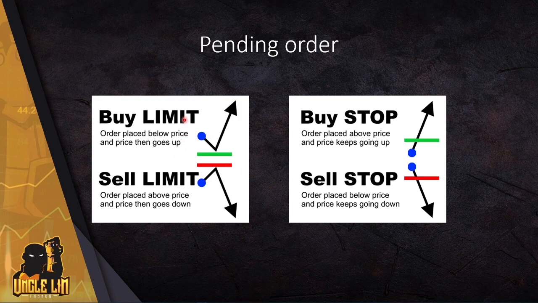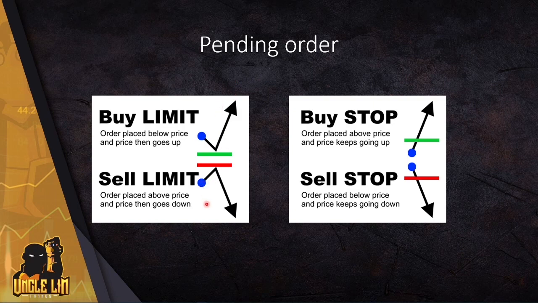So buy limit is an order placed below the price, and the price then goes up. It means, for example, your price is here and you want to buy around here. The price is not there yet, but you are targeting that the price will go there and then go up. So what you do is put a buy limit. When the price touches the buy limit, it will go up. That is a buy limit.